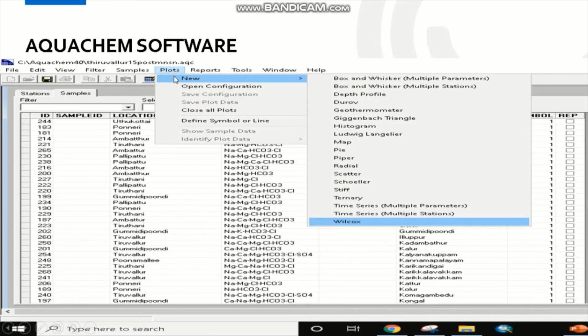And if we go to the plot section and click on new, these are the diagrams available in Aquachem software. So here in the extreme bottom section, you can see that the Wilcox diagram is given over here. But we can also generate box and whisker, multiple station, using multiple parameters. Then depth profile we can do, Durov plot also we can do, then geothermometer also we can plot over here. Then these things are there: histogram, map, Piper, radial, scatter, Schoeller, Stiff, ternary. These are the diagrams we can do by using Aquachem software.